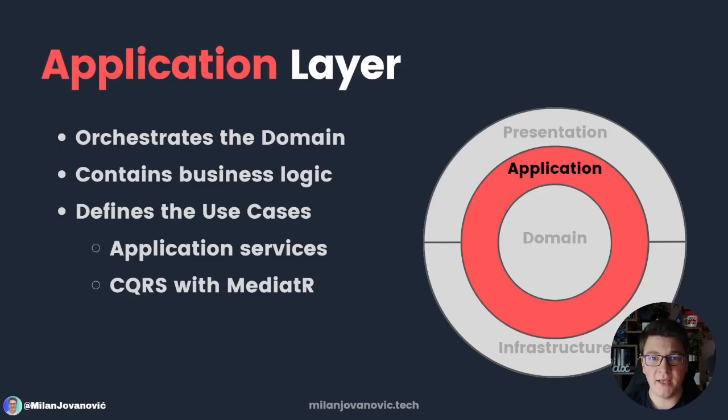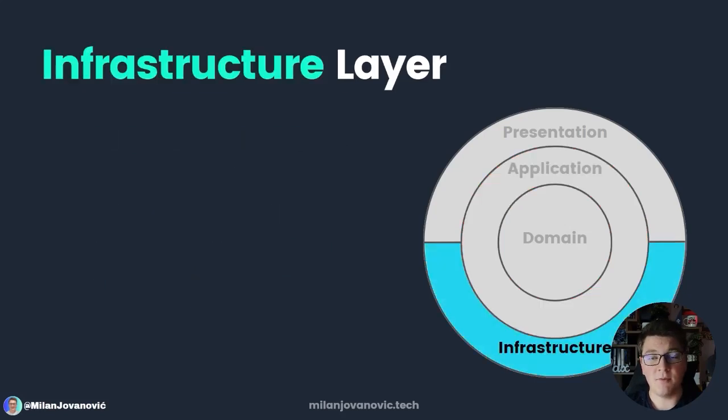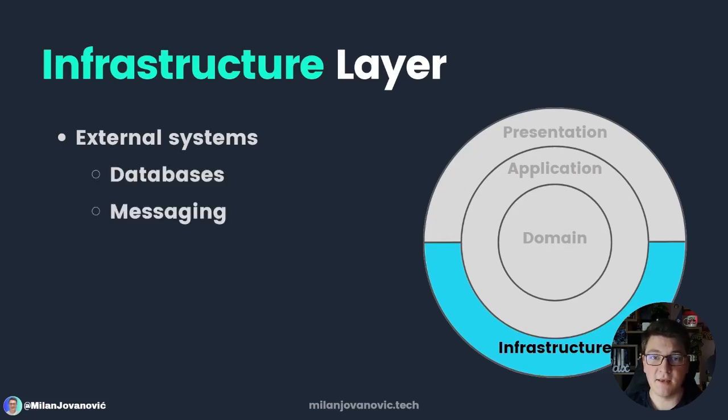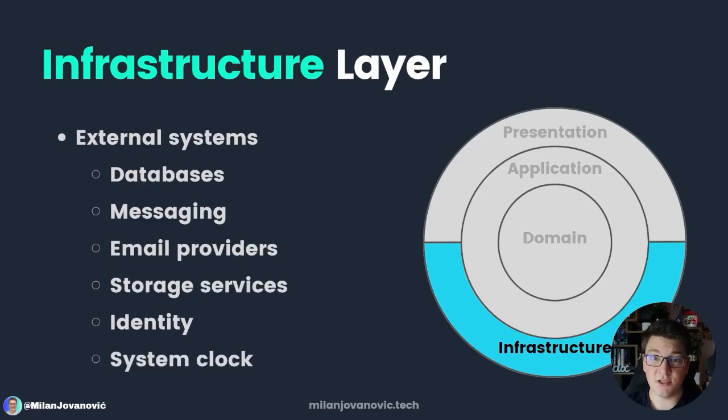The application and the domain layer are both parts of the application core, and on top of it we have the supporting layers. The first one is the infrastructure layer. It's responsible for anything that is related to external systems, things like databases, message brokers like RabbitMQ or Kafka, email providers, storage services, identity providers, and the system clock are things that you will typically find in this layer. It also implements the interfaces that are defined in the layers below it.